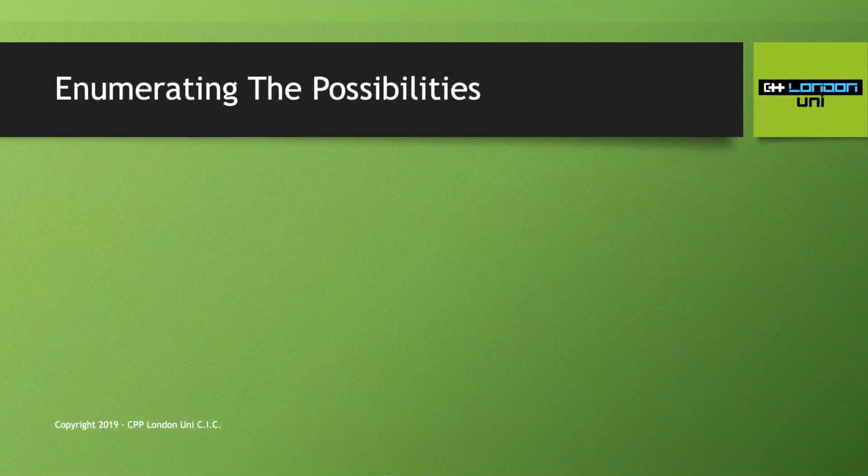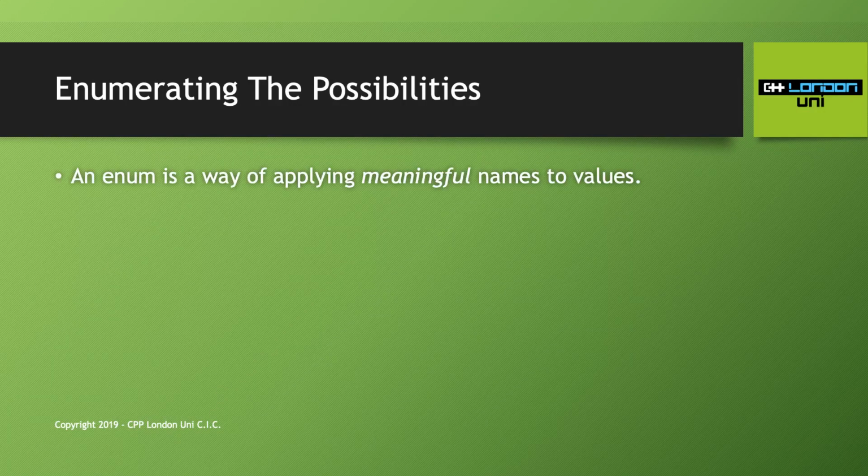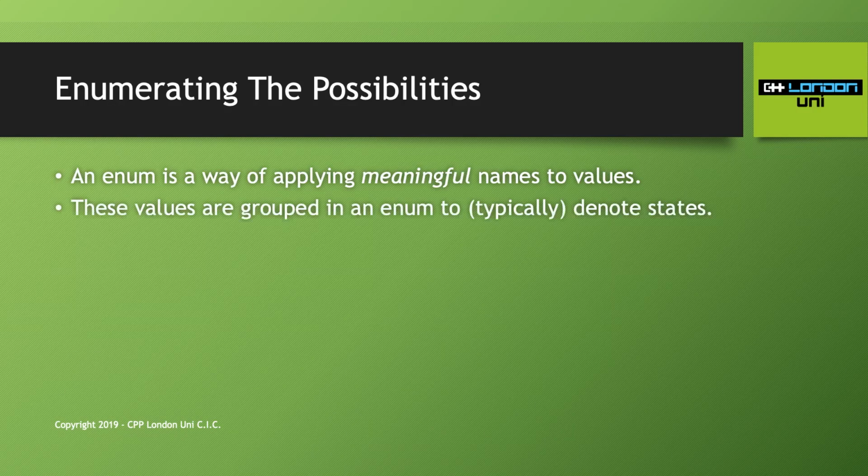All right, so an enum is a way of applying meaningful names to some numeric values. And we typically group these in what we call an enum to denote some series of states. It doesn't have to be a series of states. It could just be 1 to 10, but written as words. I don't know if you necessarily want to do that. It probably wouldn't make sense, but you can.